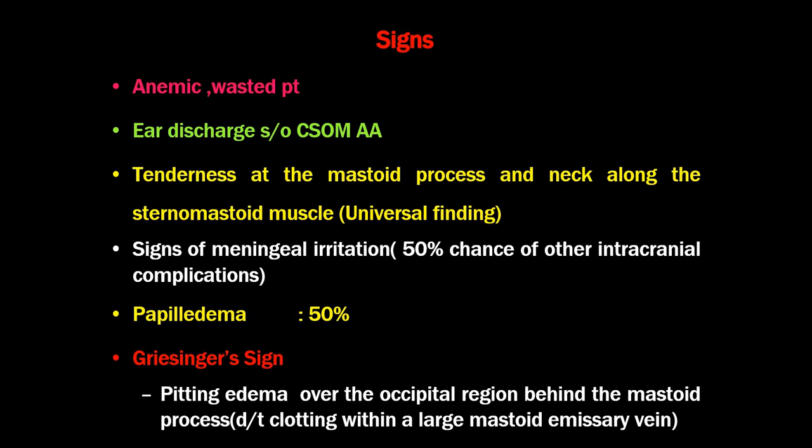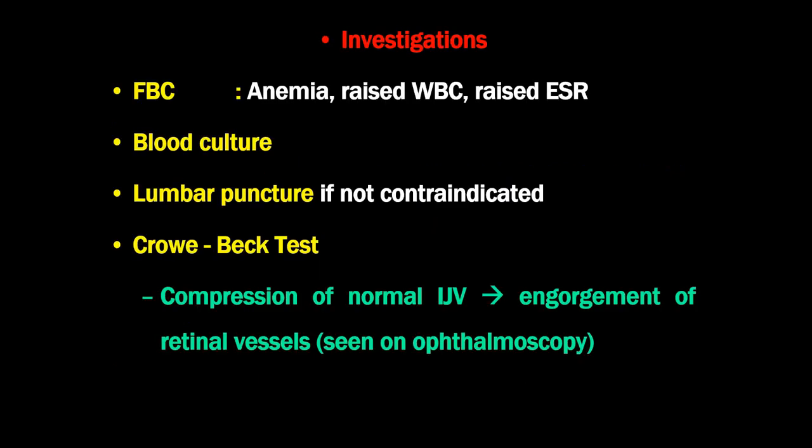There will be signs of meningeal irritation, seen with a 50% chance of other intracranial complications, as already told. Papilledema can be seen in 50% of individuals, and Gradenigo sign is one of the common signs, which is pitting edema over the occipital region behind the mastoid process due to clotting within the large mastoid vein. So, venous thrombosis again.